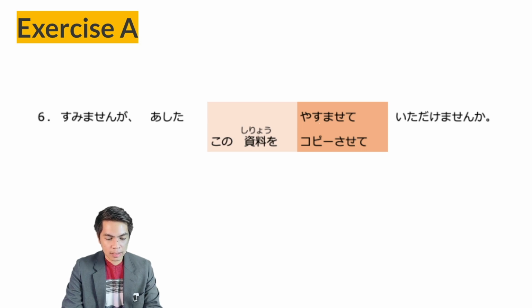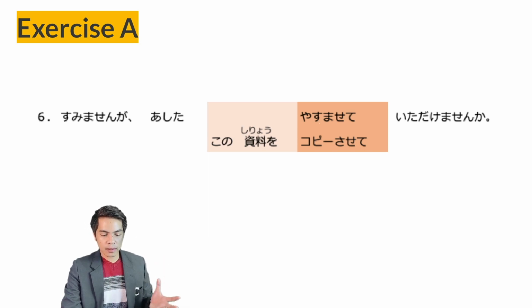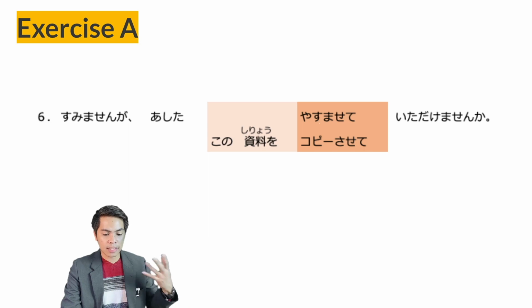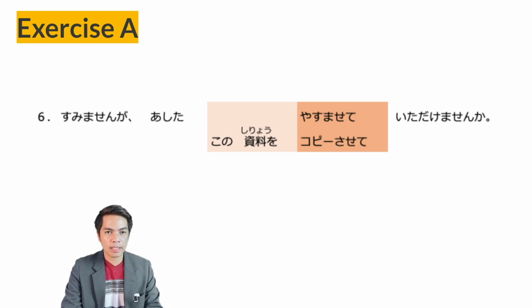Next line. Sumimasen ga ashita kono shiryou o copy sasete itadakimasen ka? Kono shiryou o, these documents. Copy sasete itadakimasen ka? From the verb copy shimasu, means to make a copy or photocopy. Sasete, copy sasete itadakimasen ka? Again, asking someone to let you do something. Could you please allow me to make photocopies of these documents?